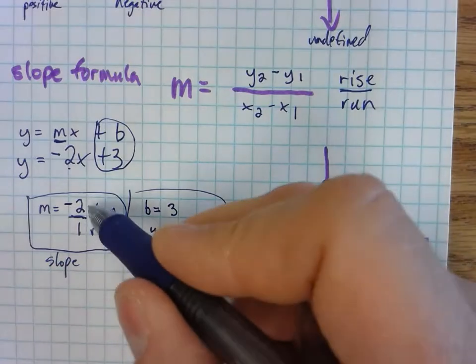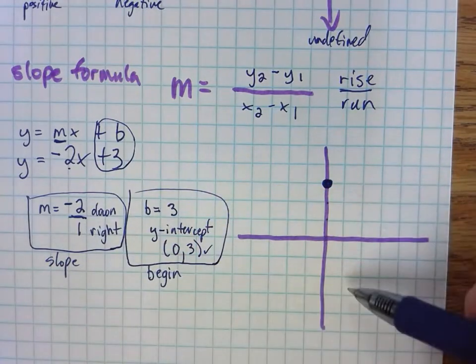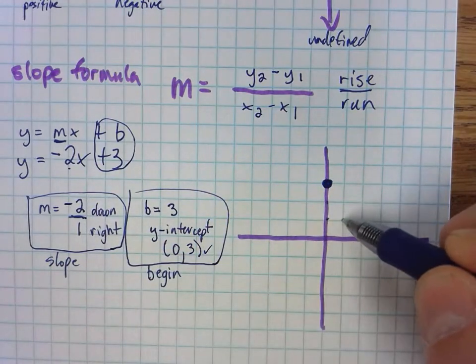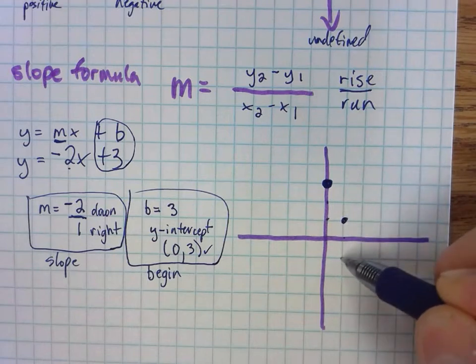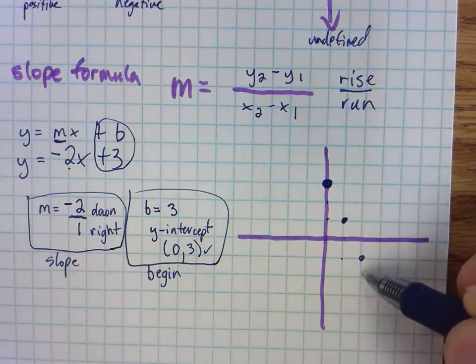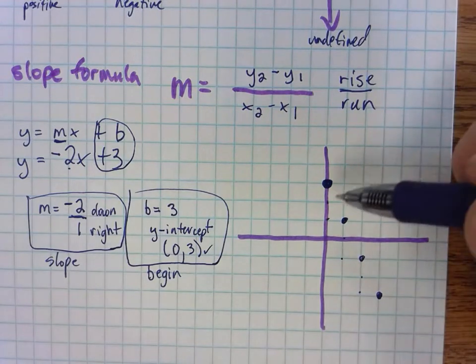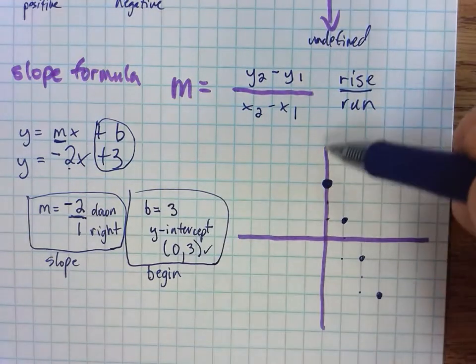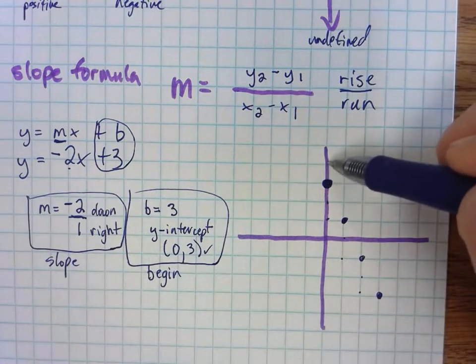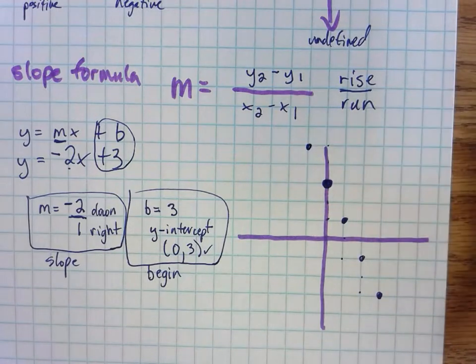Okay, so I'm going to go down 2 and right 1 a few times over here. Down 2 and right 1, down 2 and right 1, down 2 and right 1. Of course, you could also do the opposite of that if you wanted to. You could go up 2 and left 1, which would be the same thing. So up 2 and left 1, I'll just do one of those. Alright, so now I have all my points right there.